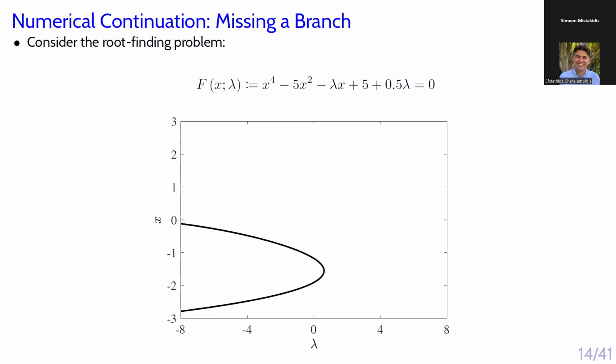And here is an example, a one-dimensional example. Here you can use pseudo-arclength continuation. You can actually cross that turning point, and you can trace this curve. Then one of the questions that we ask is: are there more solutions to this problem?